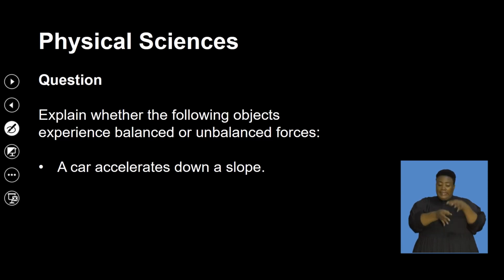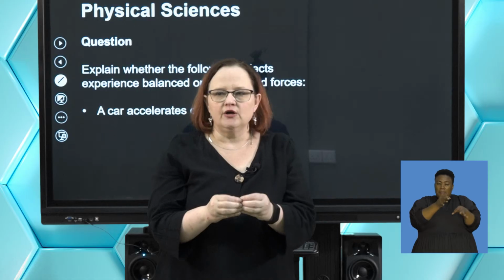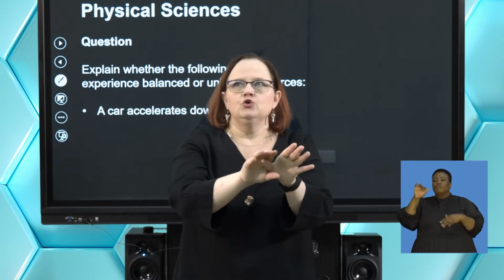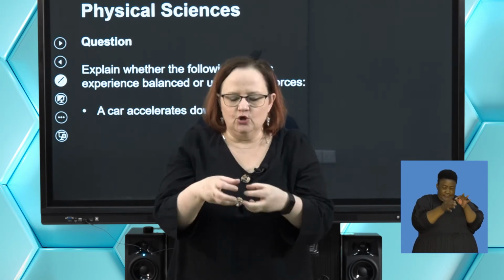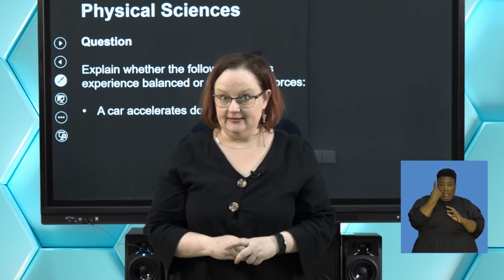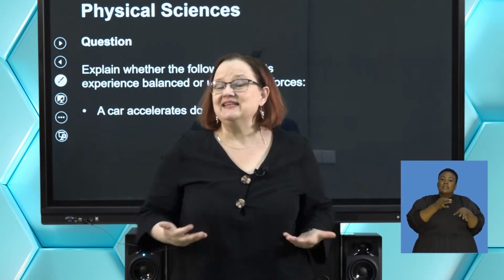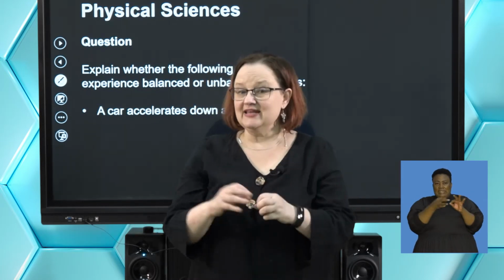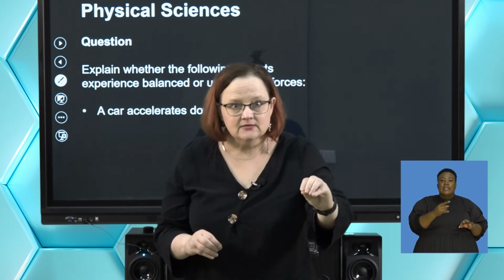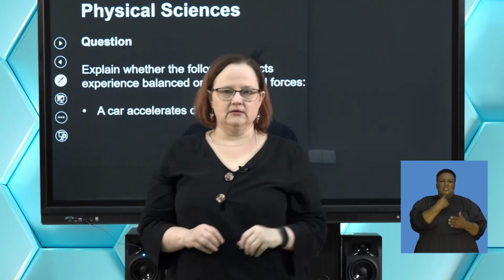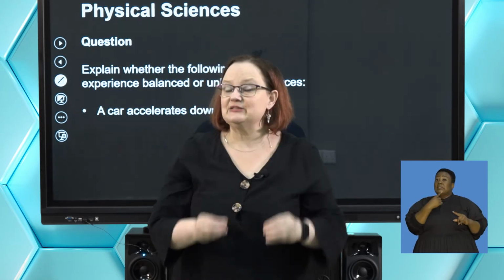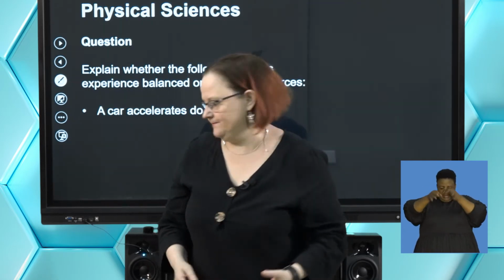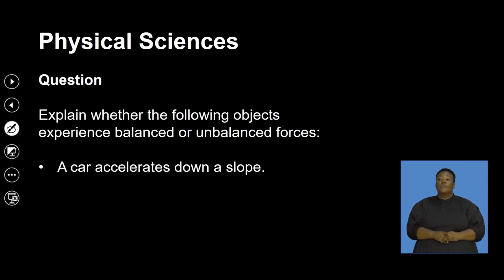Explain. The word explain means that you can't just say balanced or unbalanced. It means you've got to describe for me what's happening. You've got to show that you understand the science, okay? So explain means we'll need sentences. Very important. If they had just said state, then we can say balanced, unbalanced. But they didn't. They said explain. So I've got to describe what's going on. Explain whether the following objects experience balanced or unbalanced forces.